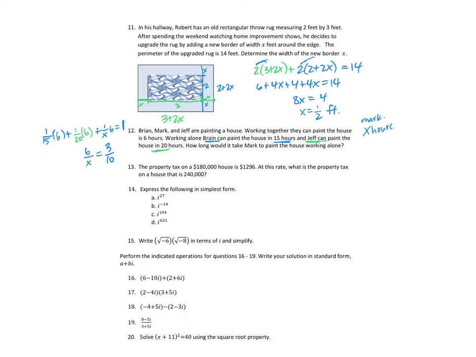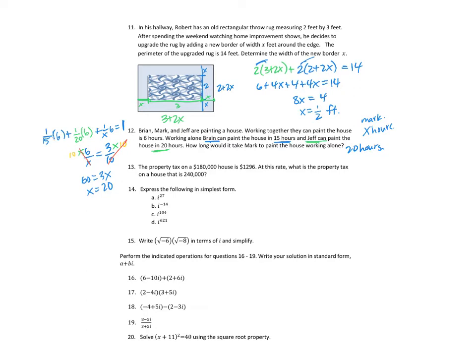Okay, and then to solve for x, I'm going to multiply both sides by x and multiply both sides by 10. I can see that the x over x makes 1, and the 10 over 10 makes 1, and what I'm left with is 60 is equal to 3x, and then I can divide both sides by 3, I get x equals 20. And 20 is the number of hours that it would take Mark to paint the house working alone, so it's 20 hours.